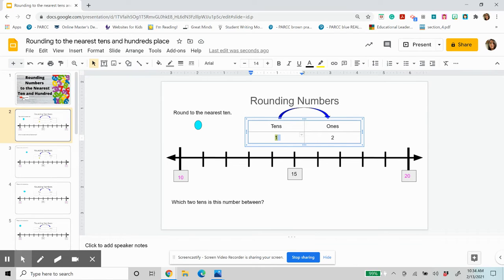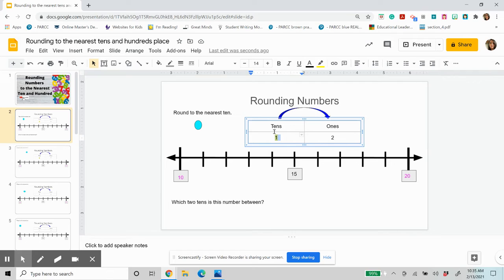So 12 comes between 10 and 20. And I want to find basically which one it's closer to. All right, and so if I have my number line, 15 is the middle. And you're going to see that 5 is always the halfway mark between any of the numbers that we talk about. So people come up with little rhymes about, if it's 5 or bigger, you round up, and if it's lower than 5, so 1 through 4, then the number stays the same.